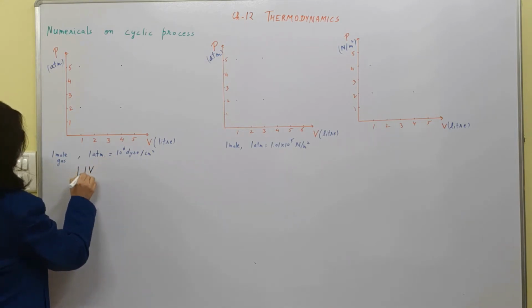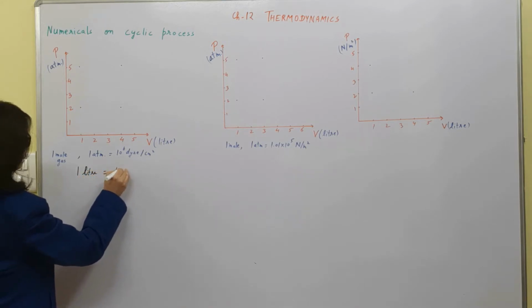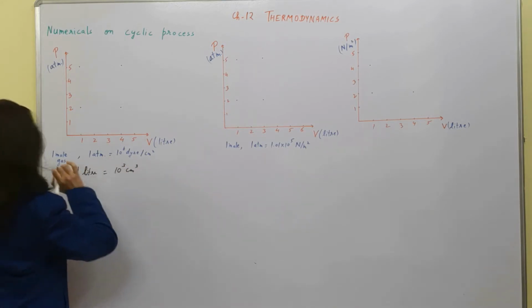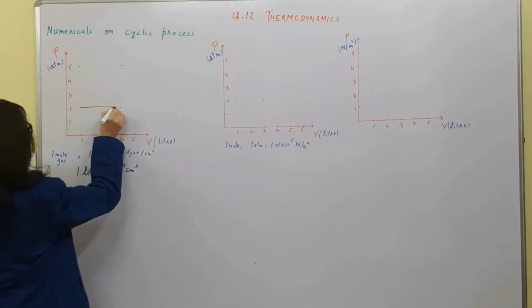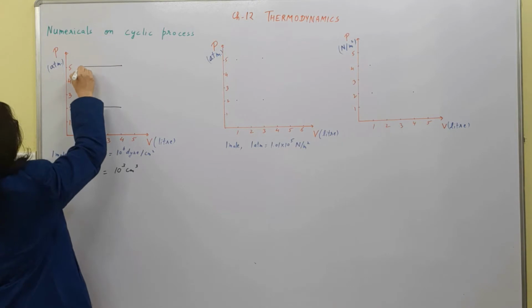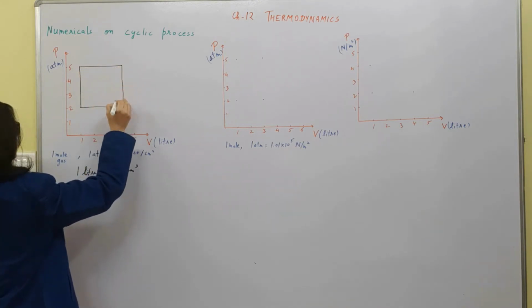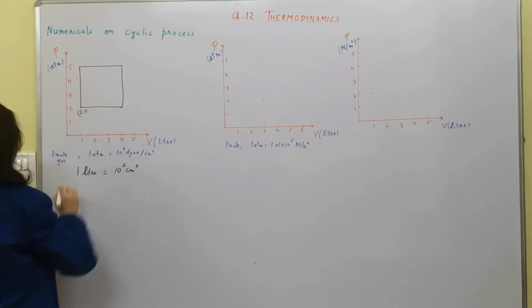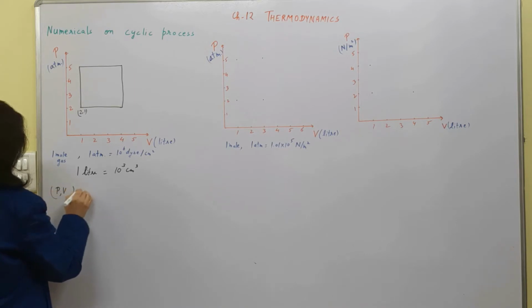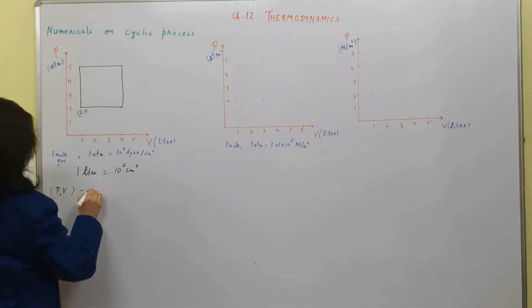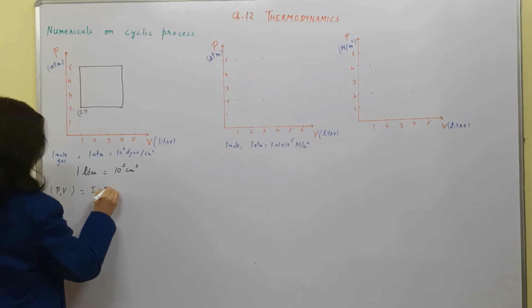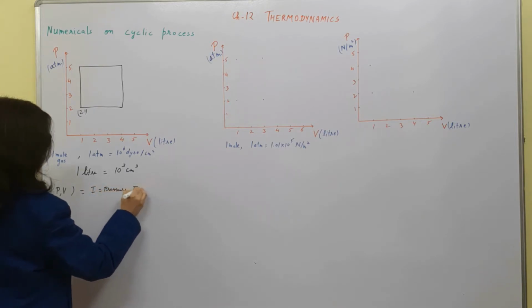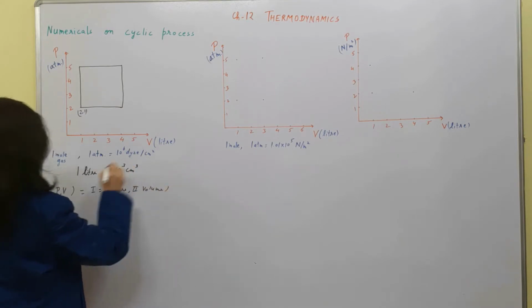1 liter volume is equal to 10 to the power 3 centimeter cube. The question is given here. These are the coordinates of P and V. We know that PV coordinates are given in such questions. That means the first coordinate is the pressure and the second one is volume, right?